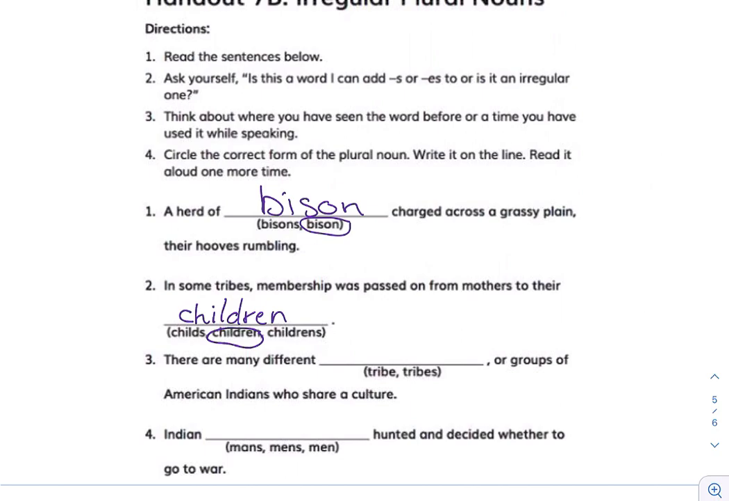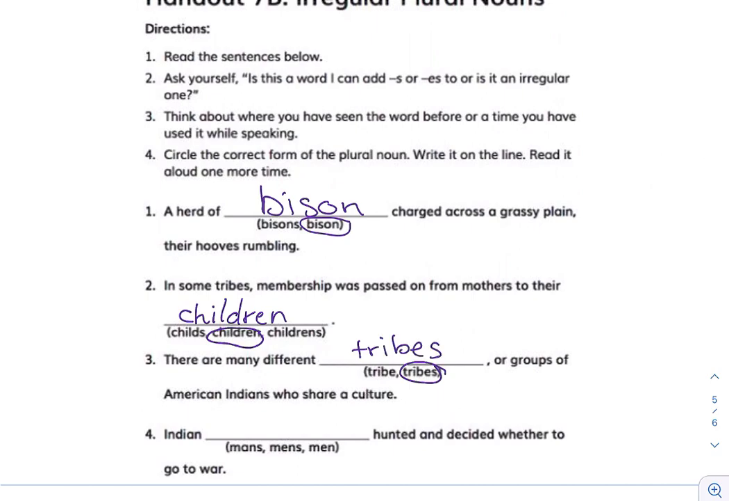Number 3. There are many different blank or groups of American Indians who share a culture. We are plugging in either tribe or tribes. You got it, tribes. There are many different tribes or groups of American Indians who share a culture. Write it on the line.